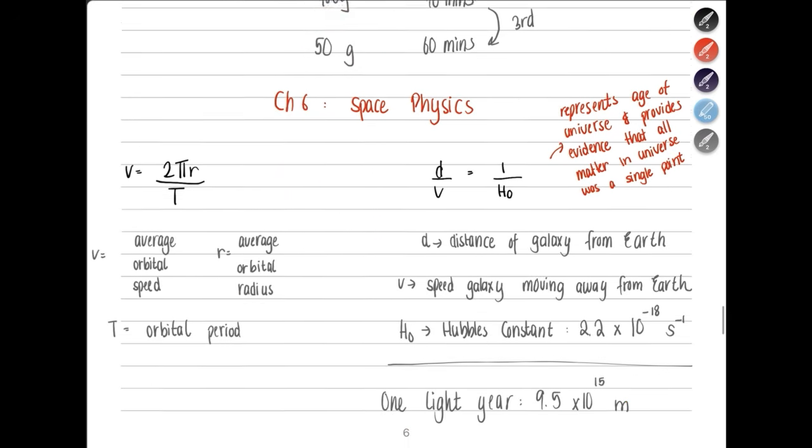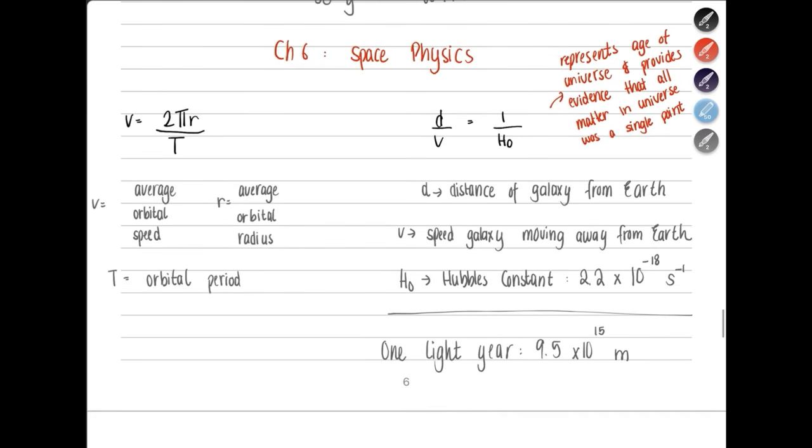Now let's move on to space physics. These are two important formulas that you need to know. V is here the average orbital speed, the speed to move around the entire orbit. The formula is 2 pi r, where r is the average orbital radius, the radius of the orbit, divided by t, the orbital period, the time taken to travel the entire orbit. V equals 2 pi r divided by t.